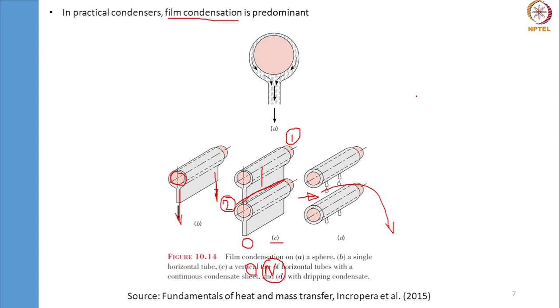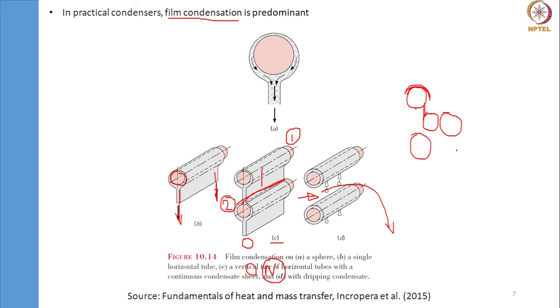One arrangement is, instead of having an inline arrangement, we go for a staggered arrangement. So as a result, whatever liquid condensate that forms on the first one will not directly fall, will not completely flood the bottom one. So only a portion of it is flooded. So as a result, more surface area is exposed to the incoming fluid, and it aids in heat transfer. So that is one technique.